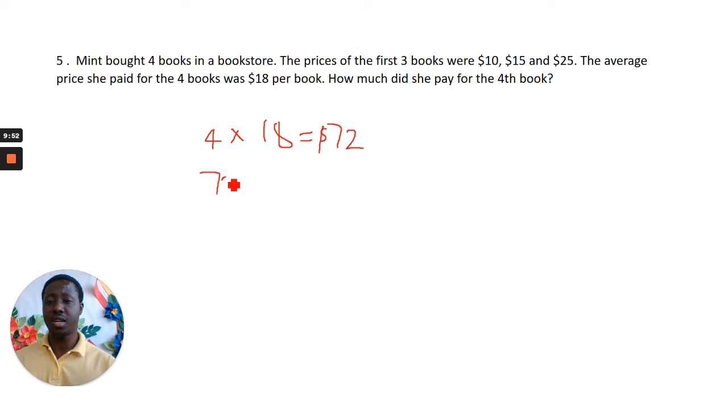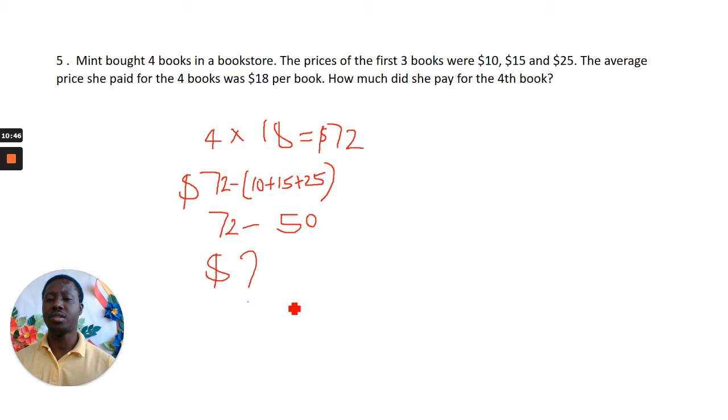So it's going to be $72 minus, subtract the 3, so 10 plus 15 plus 25, and that should give us the final answer. Okay, so $72 minus 10 plus 15 plus 25. 10 plus 15 is 25, 25 plus 25 is 50. So you are going to get 72 minus $50, right? And what will be the answer? How many dollars are you going to get here? Okay, so that is going to be the number of dollars.